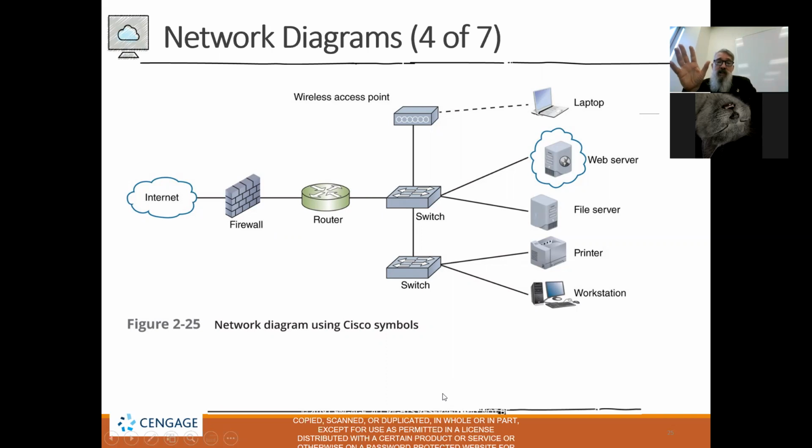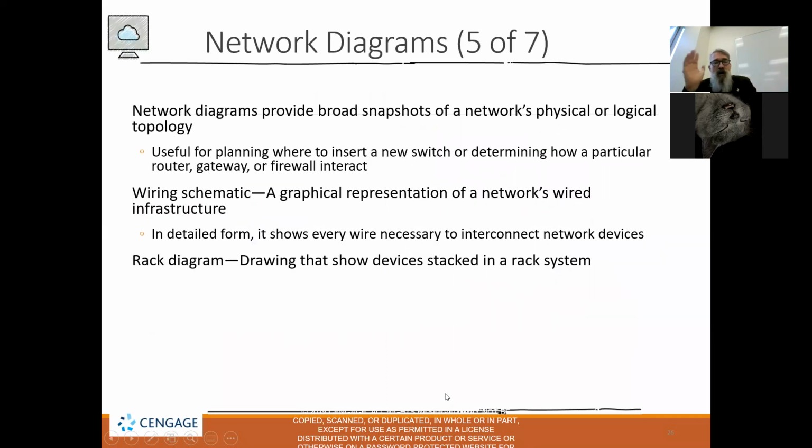Now, do you need to draw these yourself? No. You can go to any number of drawing tools, Smart Draw, Visio. We own Visio here at the college, so you can use Visio. It's awesome. It's got all those symbols in it.